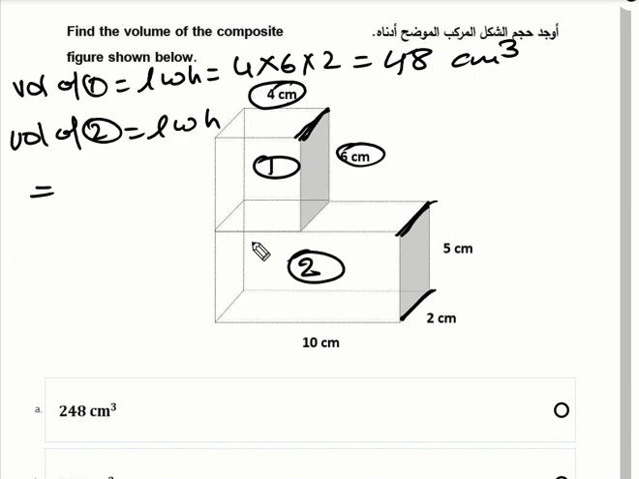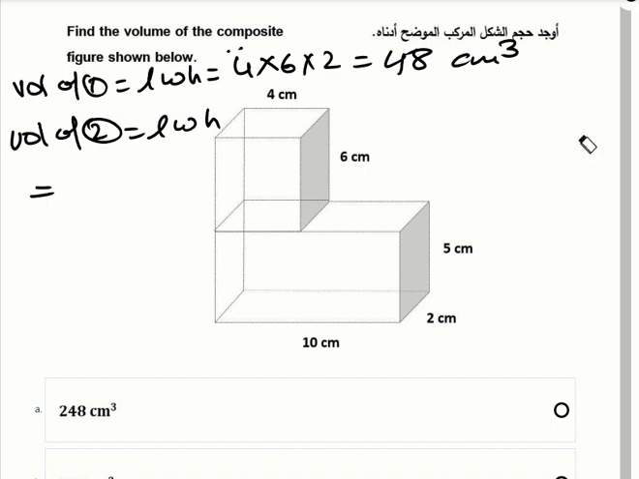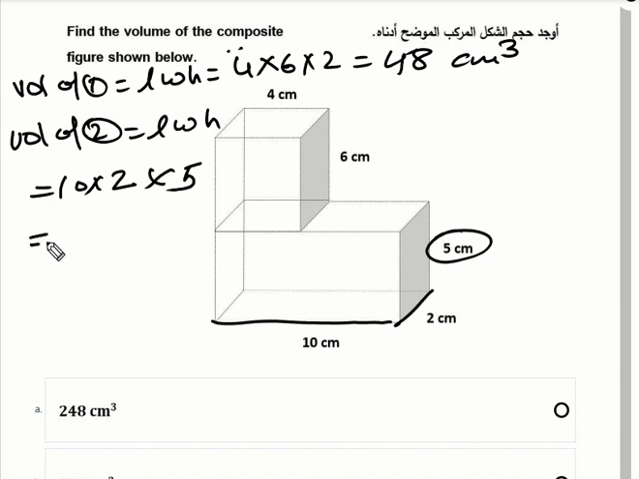Now for the bigger volume, you see down one. For the down area, you see how you can find this. For this length you have 10, so 10 multiply width you have 2, so 10 multiply 2, and height you have 5, so multiply by 5. So it is equal to 10 times 2, 20, 20 times 5, 100 centimeter cube.